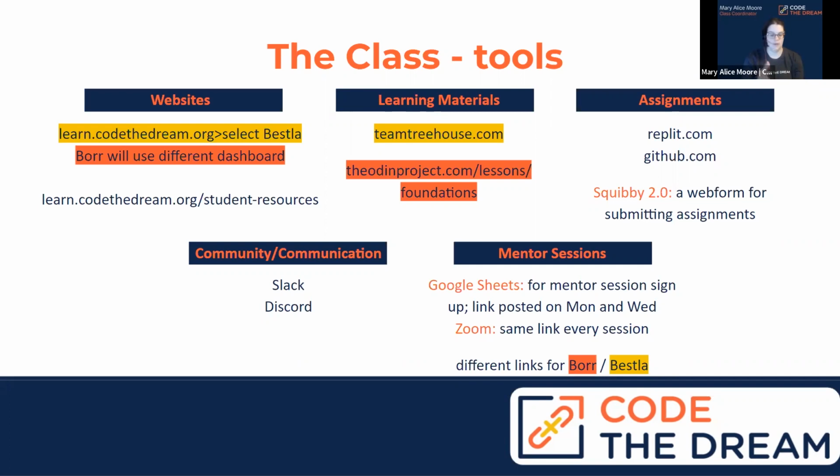Anybody, no matter what class you're in, can use the learn.codethedream.org student resources site, which will give you tips about GitHub cheat sheets, JavaScript reference manuals, and all kinds of helpful things. So if you're stuck and need to turn somewhere for extra references, all of that's available there.